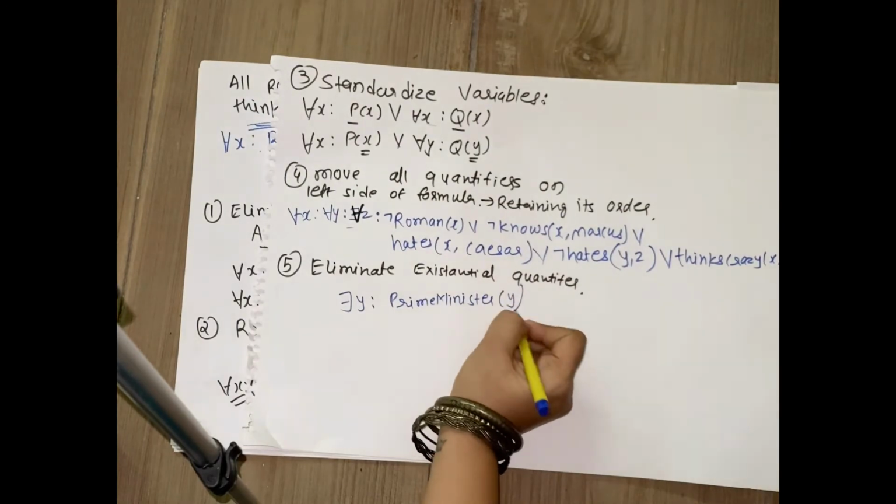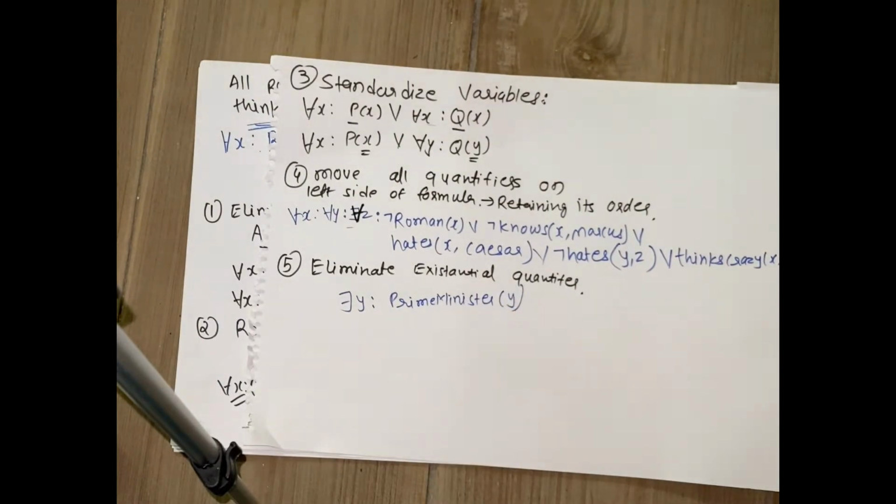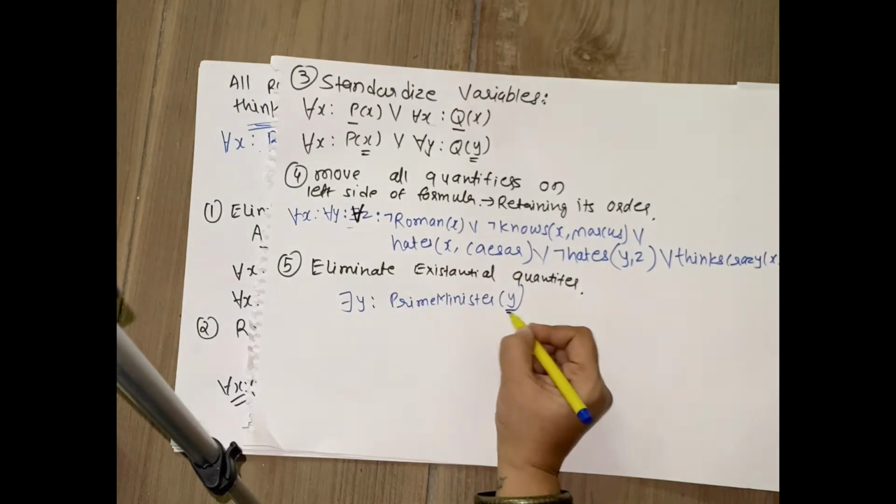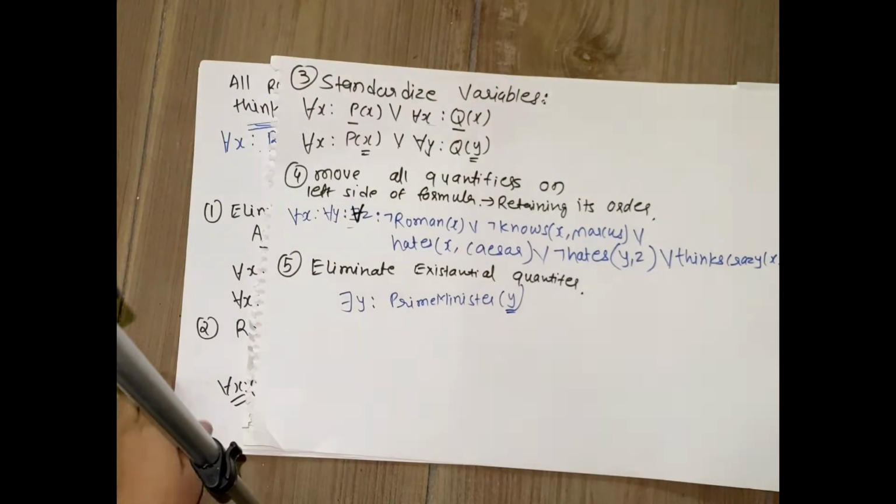Okay, suppose this is the case. There exists y such that y is prime minister. So see, the value of y is not dependent on anything. In this case, the value of y is going to be constant, the name of the Prime Minister.